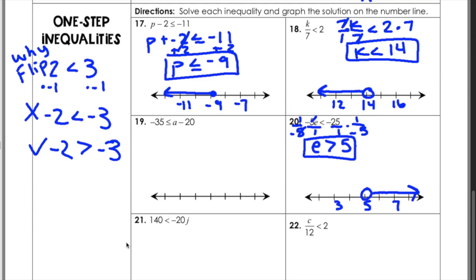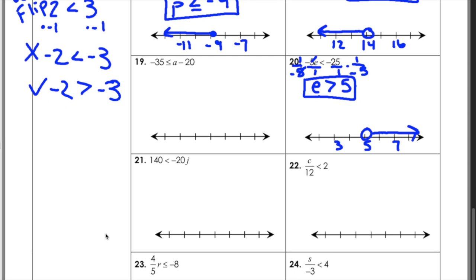All right, let's look at number 21 as well. So we have 140 is less than -20 times j. So I need to get rid of that -20 by multiplying by 1 over -20. So that's going to cancel out and leave j by itself. Same thing over here, 1 over -20. Again, because I am multiplying by a negative on both sides, I must switch that inequality. So my less than is going to become greater than. And 140 times 1 over -20 is -7. So -7 is greater than j.